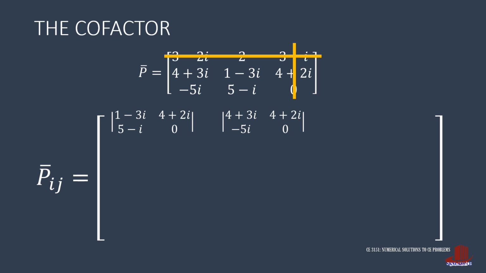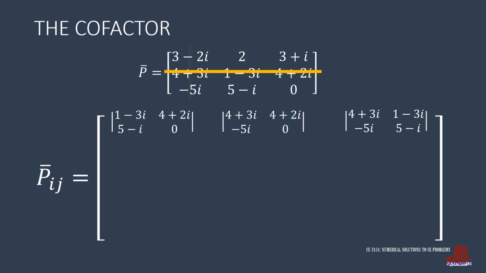Covering the first row and third column, the remaining elements are 4 plus 3i and negative 5i, with 1 minus 3i and 5 minus i. The minors for element 2, 1 are taken after covering row 2 and column 1. They are 2 and 5 minus i, with 3 plus i and 0. Moving on to element 2, 2, the minors are 3 minus 2i and negative 5i, with 3 plus i and 0.